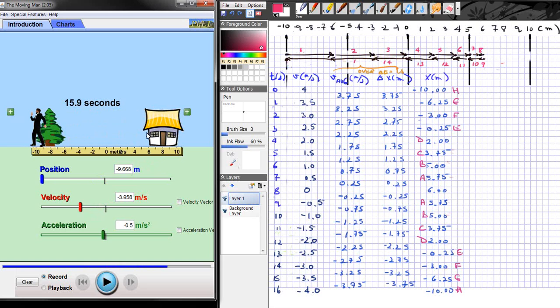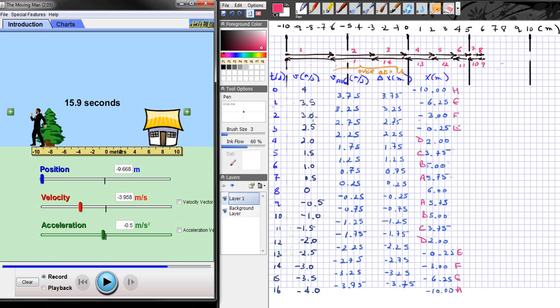And then there's a turning point that occurs just about here. We can see it over in the data over here. We'll talk about that in a second. And then he starts moving back from whence he came, and during that part of the motion, the velocity is negative and the acceleration is negative, and since they're pointing in the same direction, he speeds up on the return.